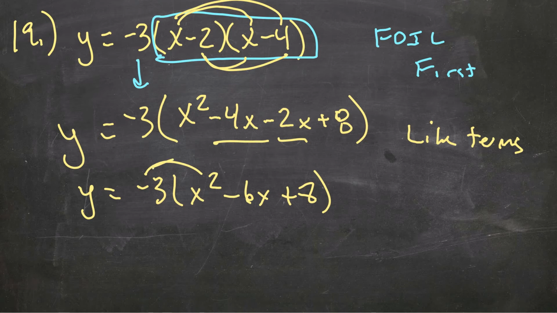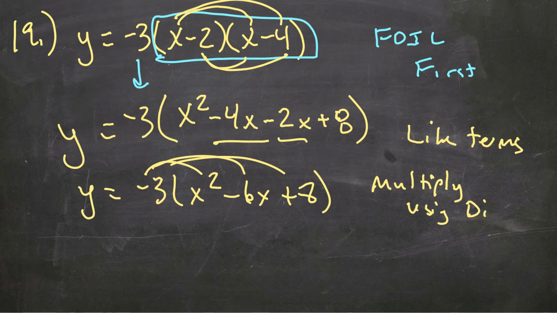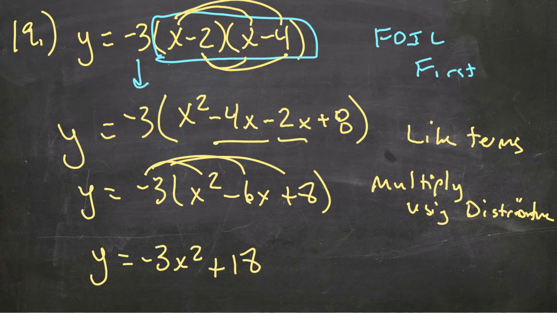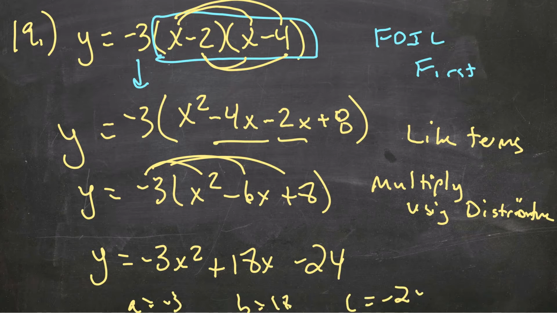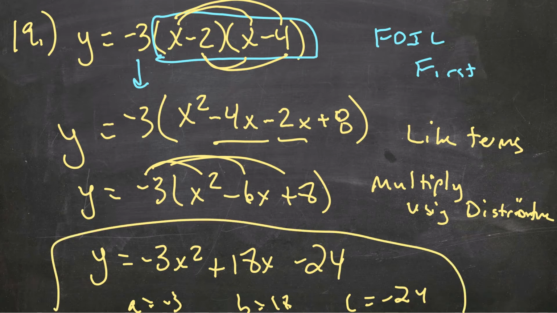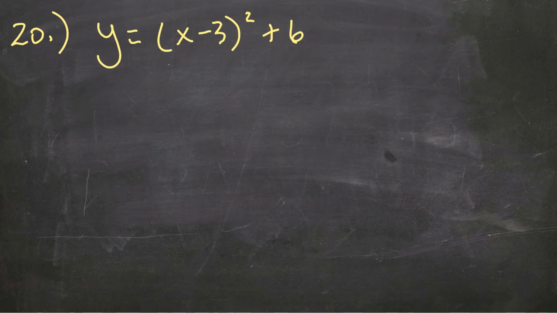Now I have to distribute. Negative 3, finally, you multiply using distributive property. So I get y equals negative 3x squared plus 18x minus 24. If you wanted to, you could say a is negative 3, b is 18, c is negative 24. And you're done. That's your final answer. That's in standard form because there's no parentheses.